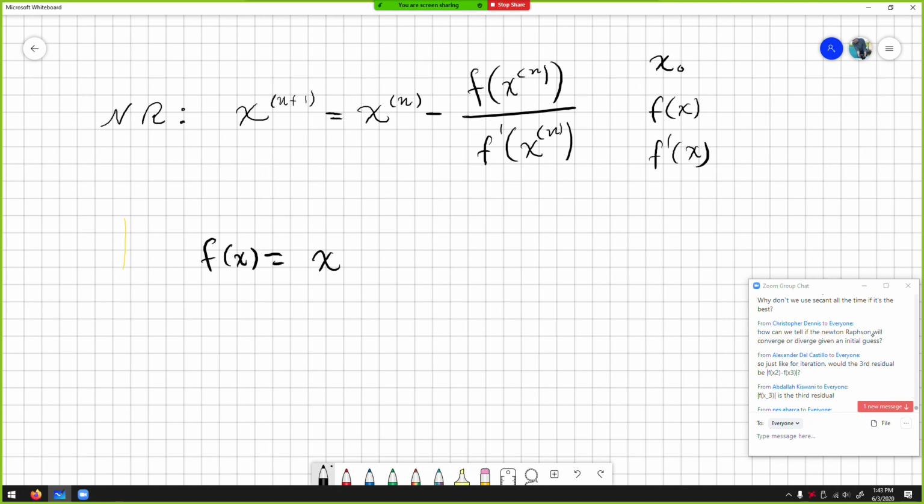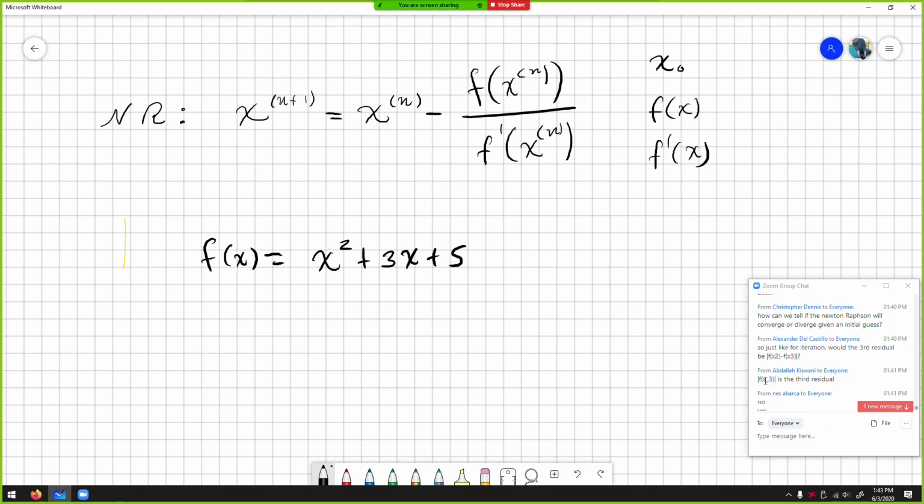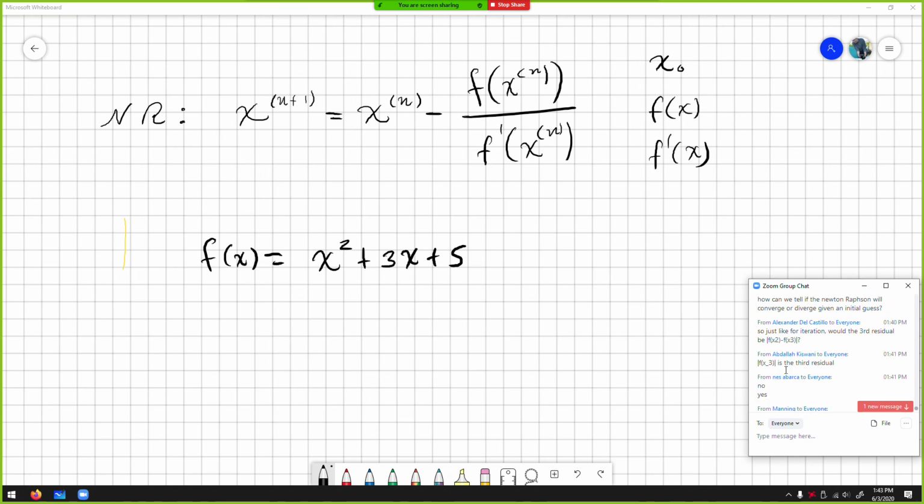Let's say we have x squared plus 3x plus 5, and I want to find... Let me just read this. So just like for iteration, what will the third residual be? No, the function, yeah, there you go. So the residual, this is the formula for iterative convergence. Residual is you take the function, you take the solution that you found, you plug it into the function, and take the absolute value. Yeah, that's what it's called.